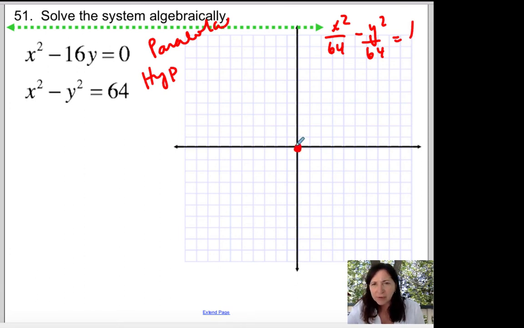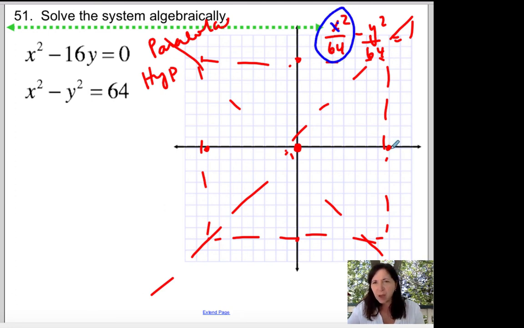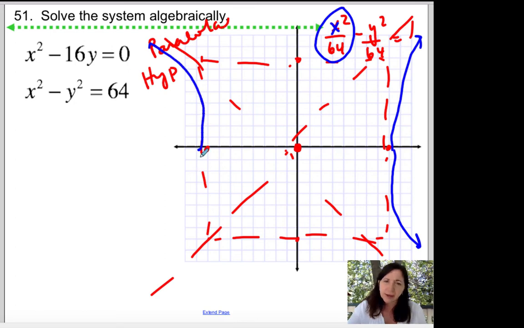That means my center is at 0, 0. And underneath that, in the x direction, I'm going to go 8. And in the y direction, I'm also going 8. And so I'm going to make a square here like this. And I'm going to put in my asymptotes like that. And remember, whichever variable is positive, that's where your axis is. So because my x squared is positive, my graph is going to go like this to the right, and also like this to the left.